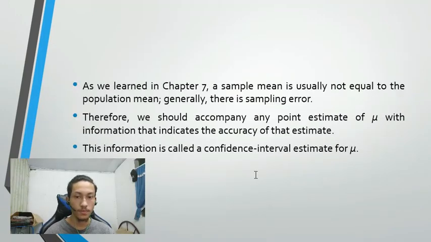As we learned in chapter 7, a sample mean is usually not equal to the population mean. Generally, that is a sampling error. Therefore, we should accompany any point estimate of a mean with information that indicates the accuracy of that estimate. This information is called a confidence interval estimate for the mean.